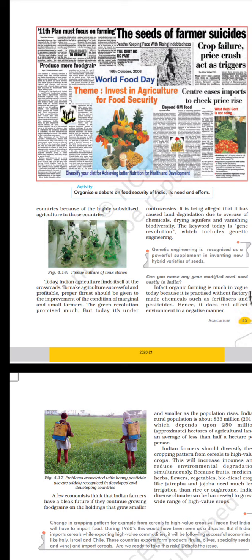Can you name any gene modified seed used vastly in India? In fact, organic farming is much in vogue today because it is practiced without factory made chemicals such as fertilizers and pesticides. Hence, it does not affect environment in a negative manner.